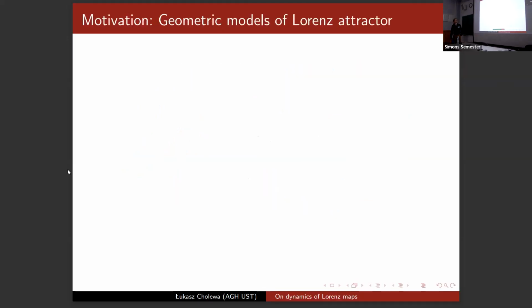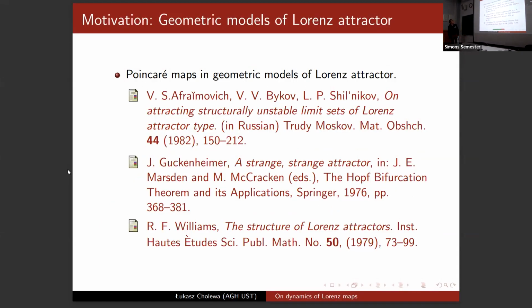Okay, a few words about motivation, why people study these maps. Sorry? The critical point, the breakpoint. Yes. So these maps appear as Poincaré maps in geometric models of Lorenz attractor. Here we have some fundamental papers on this topic.